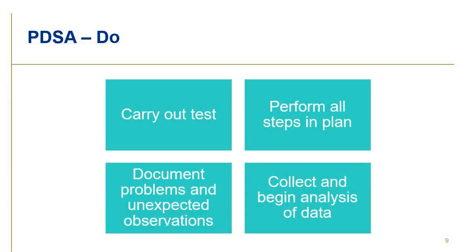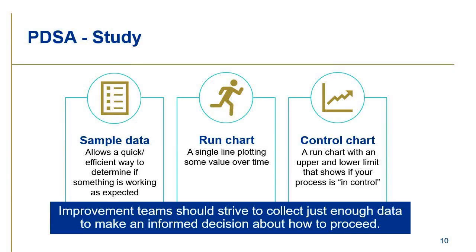The Do stage in the cycle is where the steps in the plan are performed, including the collection of the needed data. Improvement teams should strive to collect just enough data to make an informed decision about how to proceed. Once the steps of the plan are completed, the team will analyze the data and observations. This is the Study stage.